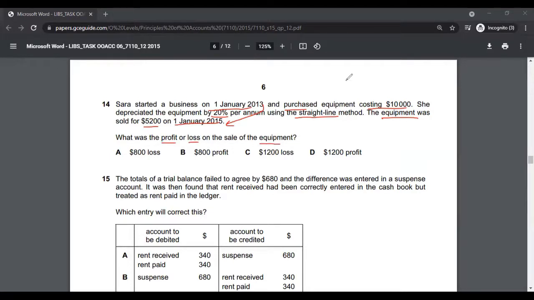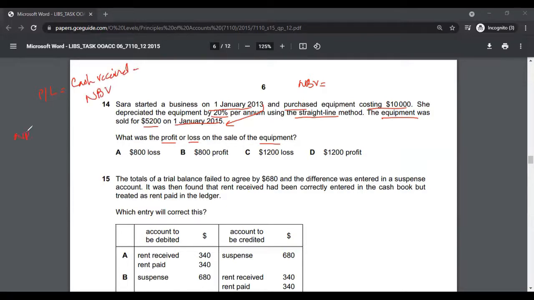So let's calculate the net book value first, and then we will compare it with the cash price. To calculate profit or loss, we need to take the difference between cash received minus the net book value.